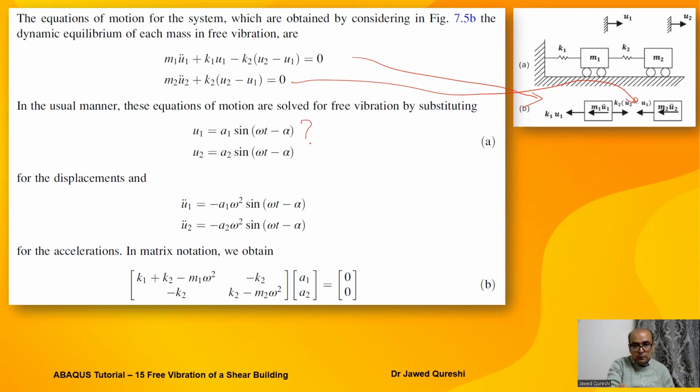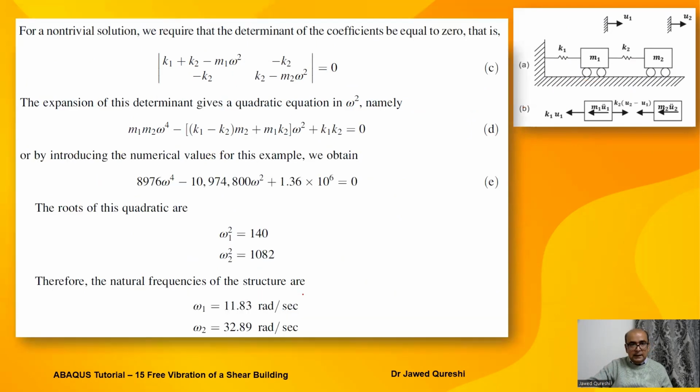We have U1 defined by these equations. These are displacements and these are accelerations. When we take the second derivative of these, we obtain these values. And in a matrix formulation, we can write these equations like this. We can write these equations with A1 and A2, where A1 is amplitude. And for a non-trivial solution, the determinant of the coefficient of this matrix should be 0. This gives us this equation.